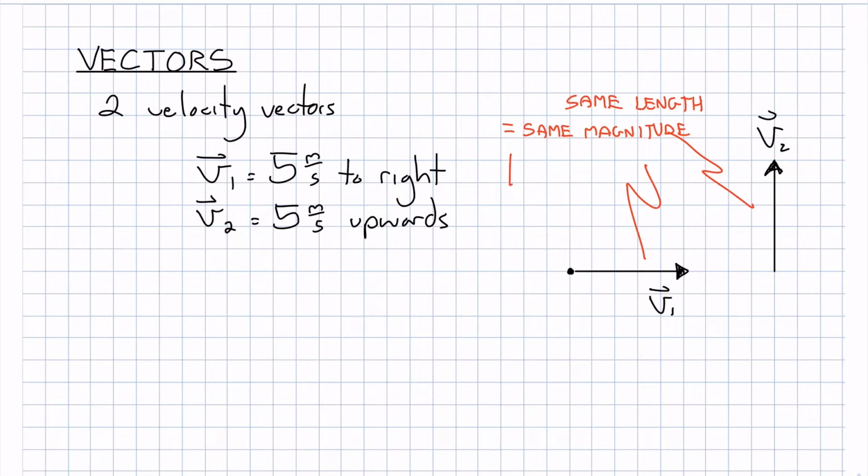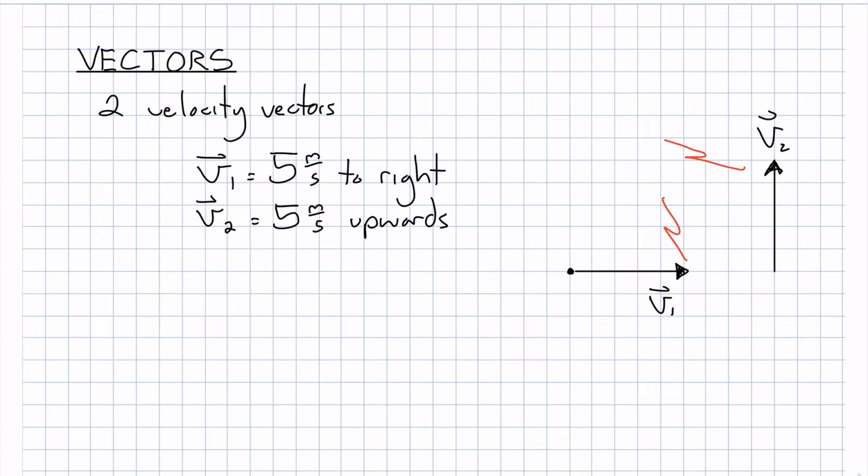In symbols, we would write these two vectors. You could write their magnitudes being equal as the absolute value of V1 equals the absolute value of V2, with arrows. Their magnitudes are the same at 5 meters per second. Also notice their directions are different because the arrows point in different directions.